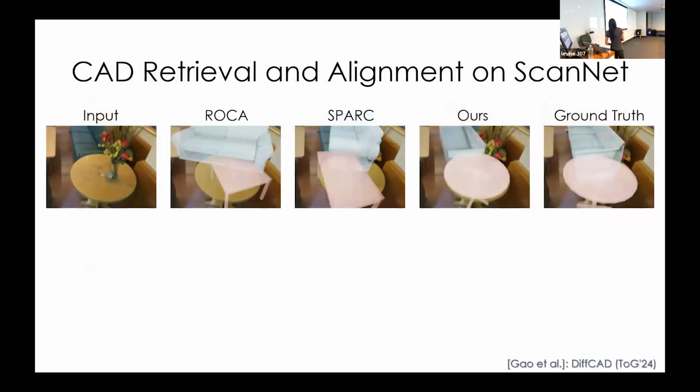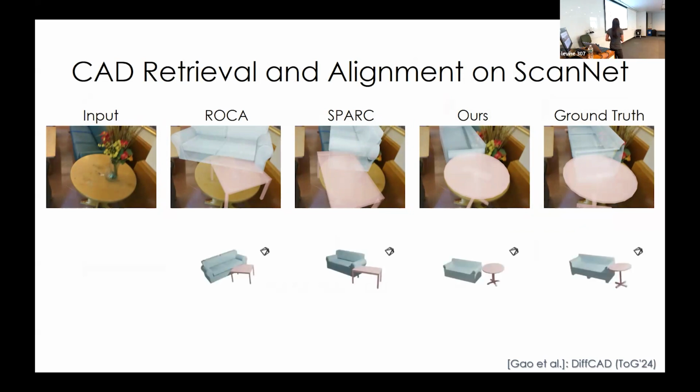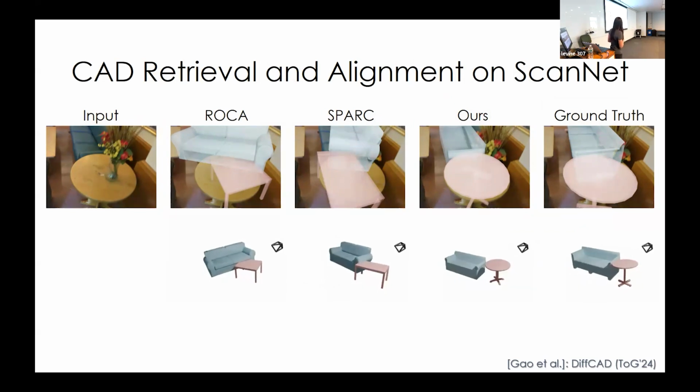So this means that our method, and this is in comparison to CAD model retrieval and alignment approaches that were trained actually directly on this data set that we're testing on. So ours is trained only on synthetic data and applied to these real images. And we can actually get more robust retrieval and alignment.